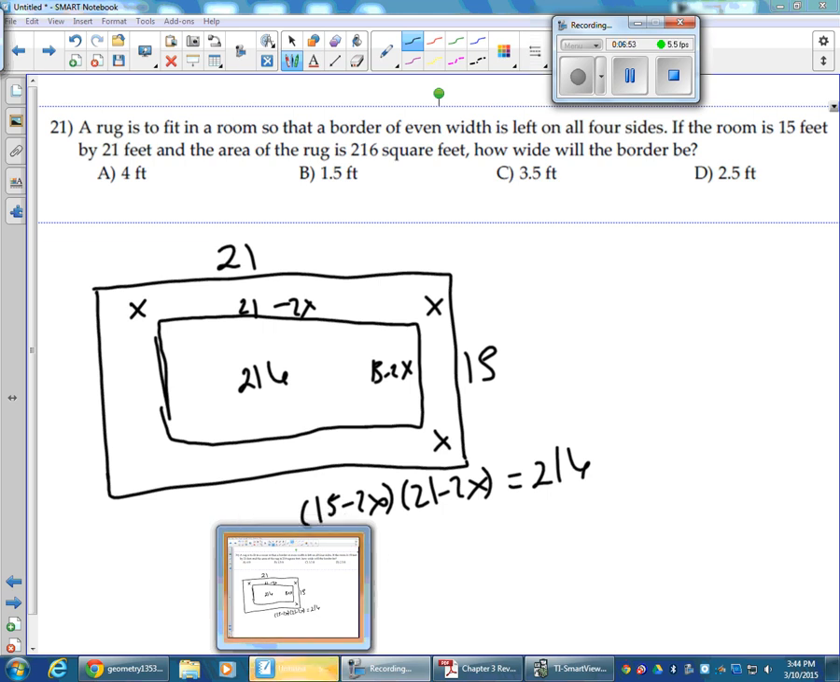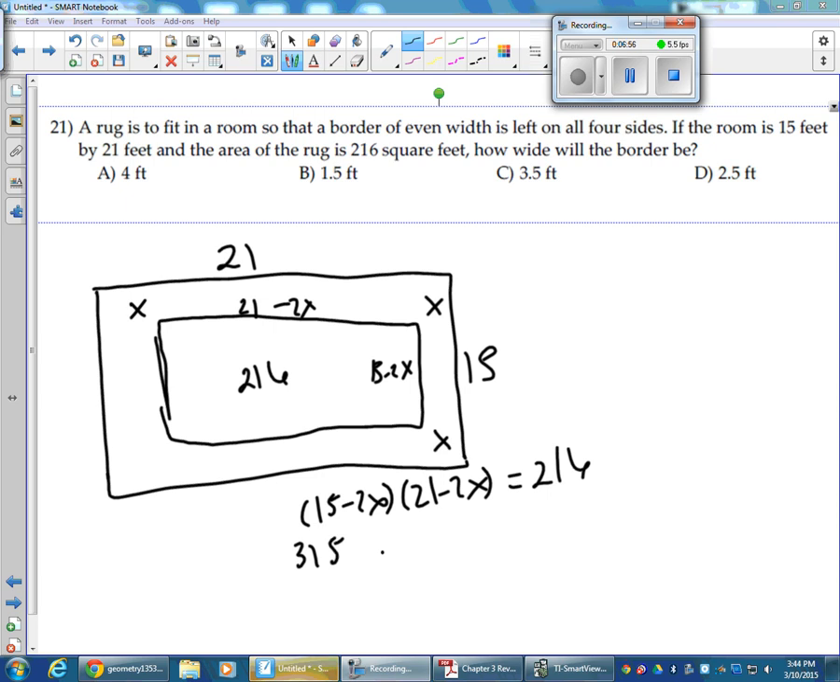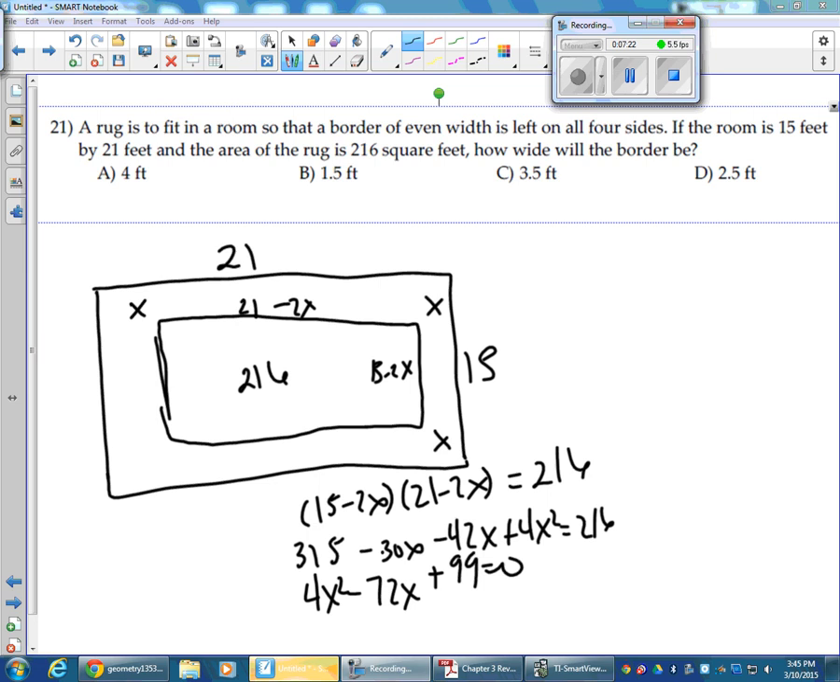15 times 21 would be 315 minus 30x minus 42x plus 4x squared equals 216. And so when you combine your like terms and set it equal to 0, you get 4x squared minus 72x. Let's see, 315 minus 216, that'd be plus 99 is equal to 0. I'm not sure if that's real easy to factor, so you may want to do the quadratic formula.